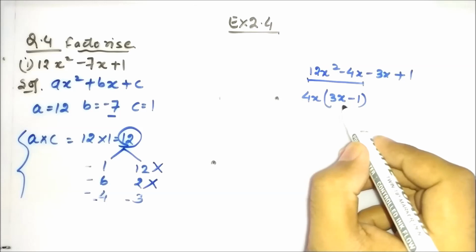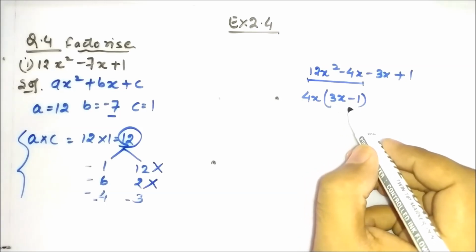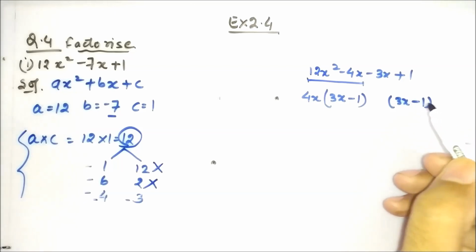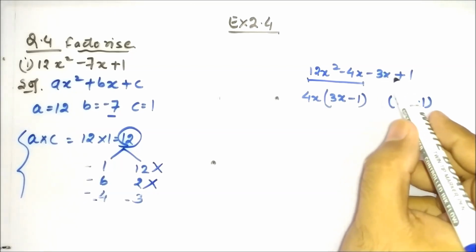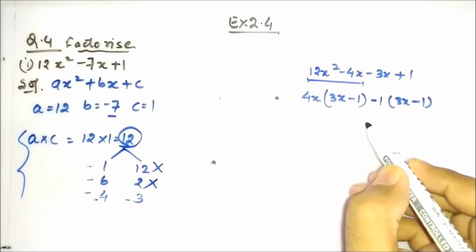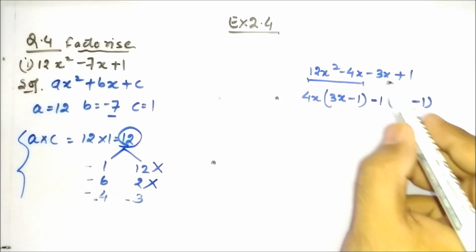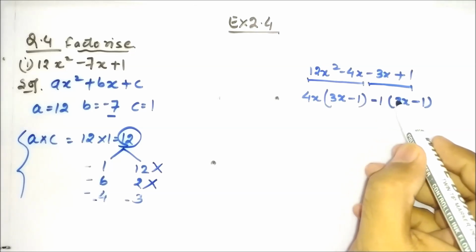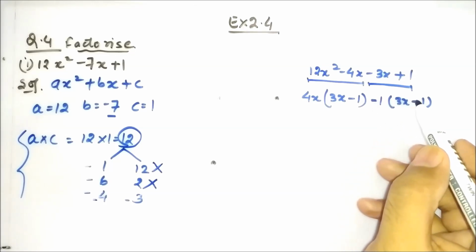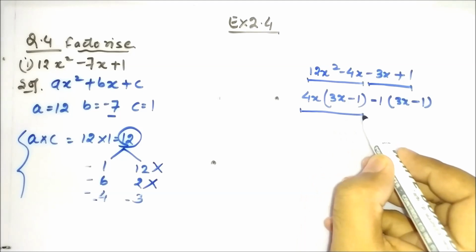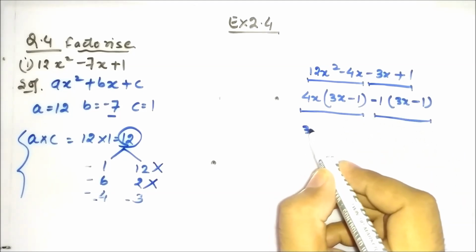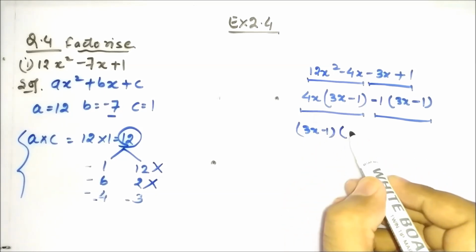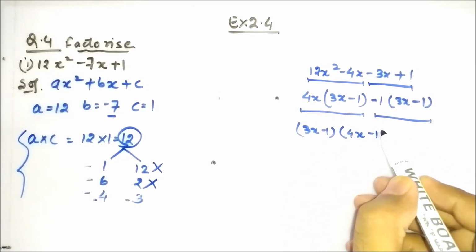Now, in the first bracket we got 3x minus 1, so in the other bracket also we need 3x minus 1. If you have 3x minus 1, then what have you taken out? We have taken minus 1 out, such that if you open the bracket, you will get the same thing from here. When you open the bracket, it will be minus 3x and minus minus will be plus 1. Now from these two terms, we have 3x minus 1 common. We are left with 4x here and minus 1 here.